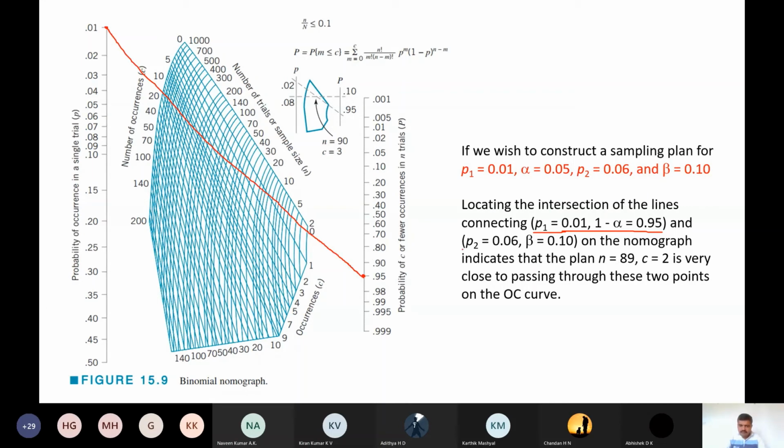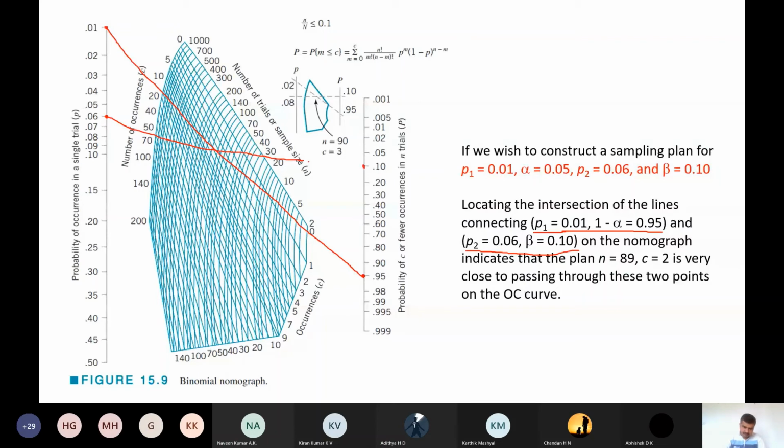Next, similarly, for P2, there is one more set of values. P2 is 0.06. So this is 0.06. Next, beta is 0.10. So here 0.10. Next, I should draw one more line connecting these two. Next, this intersection point will give you the values of n and c.